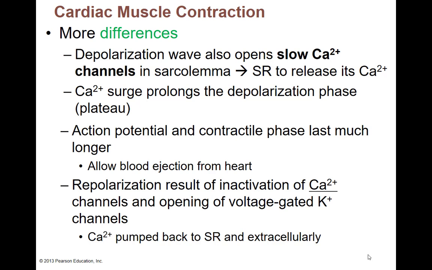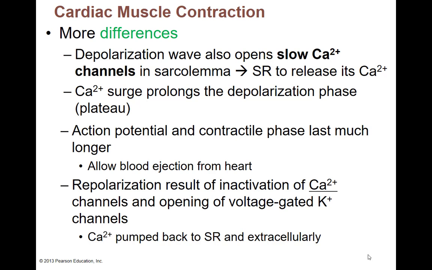Instead of just going up and down, we're going to prolong the depolarization. It's going to go up, and then it kind of stays up. It's called a plateau because you've got all those extra positive ions going in and staying in. And so your action potential and the contraction last a lot longer. Again, we want that longer time period so that blood can get out of whatever chamber it needs to and go from point A to point B.